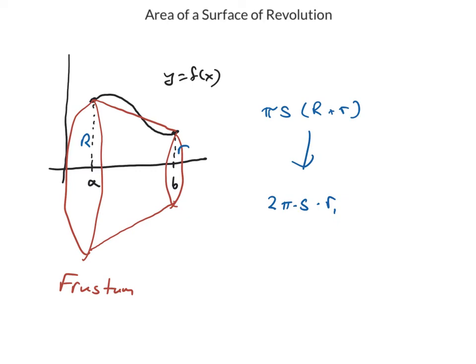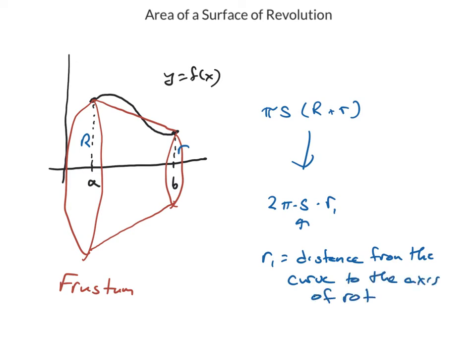And so arc length, we already know what that is. And the radius, that R1, represents the distance from the curve to the axis of rotation. Now, generally, when we're working on these things, our axis of rotation is going to be either a horizontal line or a vertical line. Okay, so based on that, that can change what that radius is going to be. Okay, let's take a look at this definition.